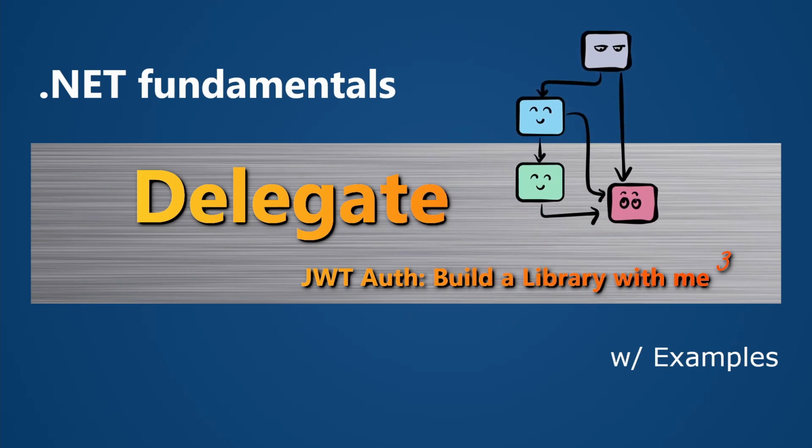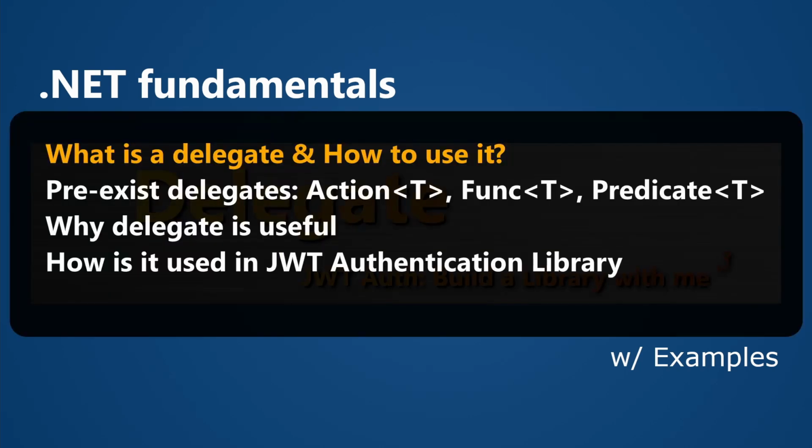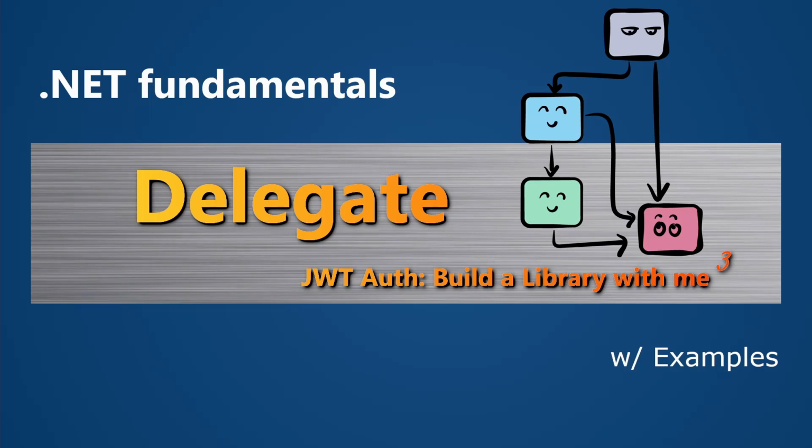In this episode, we're going to talk about what is the Delegate and how to use it. What are those pre-existing delegates, like Action of T, Func of T, things like that. Then we'll use a simple example to illustrate why Delegate is useful. And toward the end of the topic, I'm going to show you how Delegate is applied in our JWT Authentication library and the design considerations around it. Let's begin.